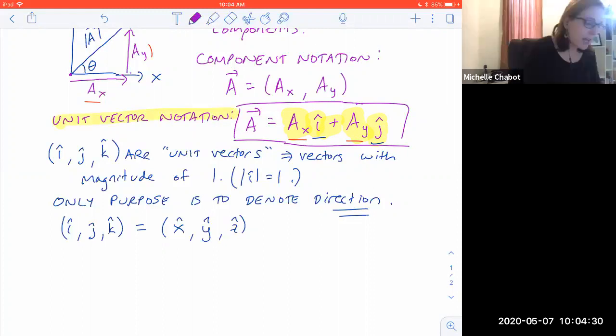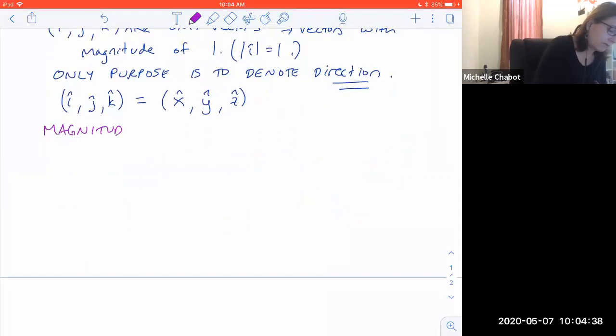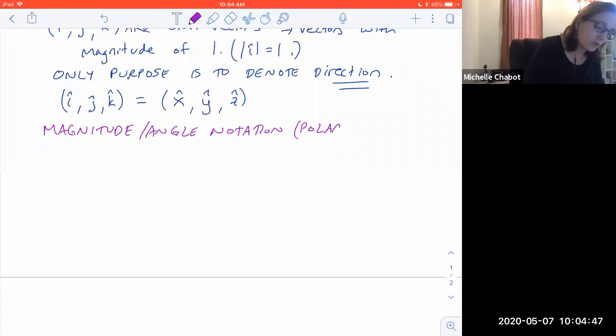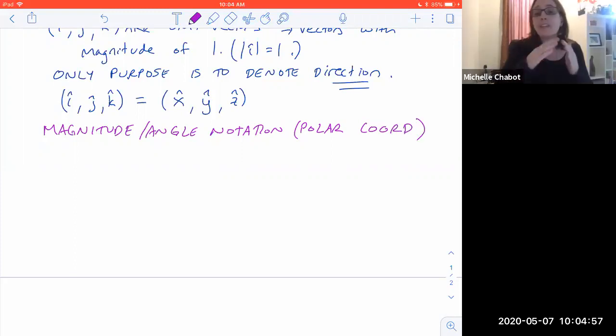Okay, so the other notation that we have would be our magnitude and angle notation. This is sometimes also, in 2 dimensions, thought of as just our polar coordinates in some ways. It'd be your distance along r and then your angle. But it's not always a coordinate because sometimes it's an acceleration vector or a force vector. But again, all of these same things apply.